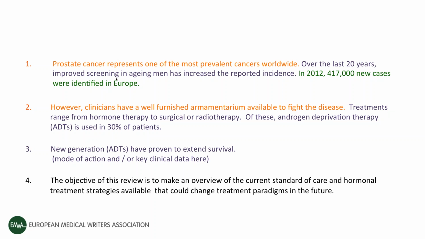Okay, however, clinicians have a lot of options to treat this condition. These treatments range from hormone therapy to surgery or radiotherapy or chemotherapy. However, one particular type, which is called androgen deprivation therapy, is used in a third of patients. A new generation of this type of treatment has been proven to extend survival. And here you can go on and talk about the mode of action, you can add extra data, you can talk about the studies that show this. And then you can say, but however, this review or this study was designed to overview the current standard of care or to test a new product, etc.